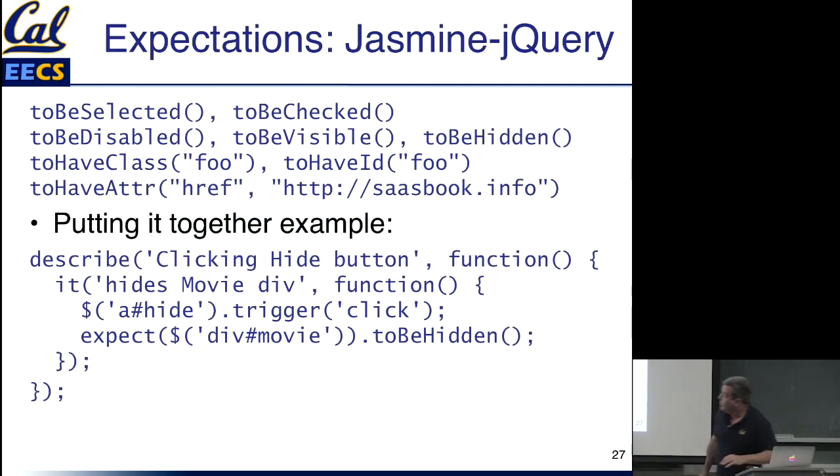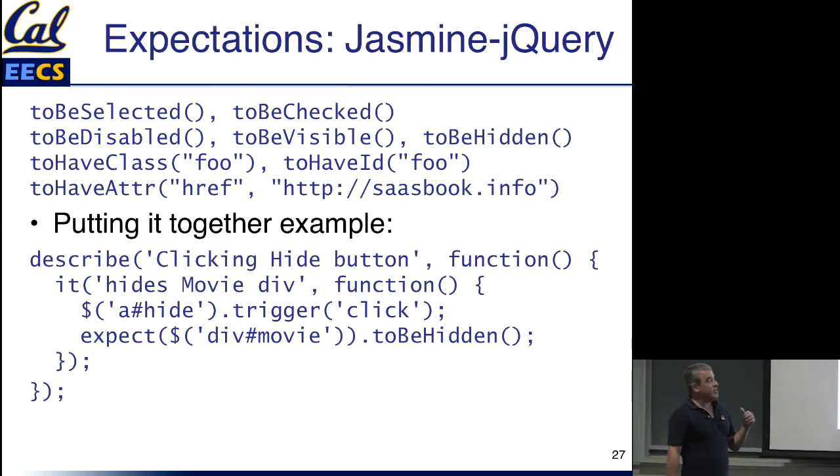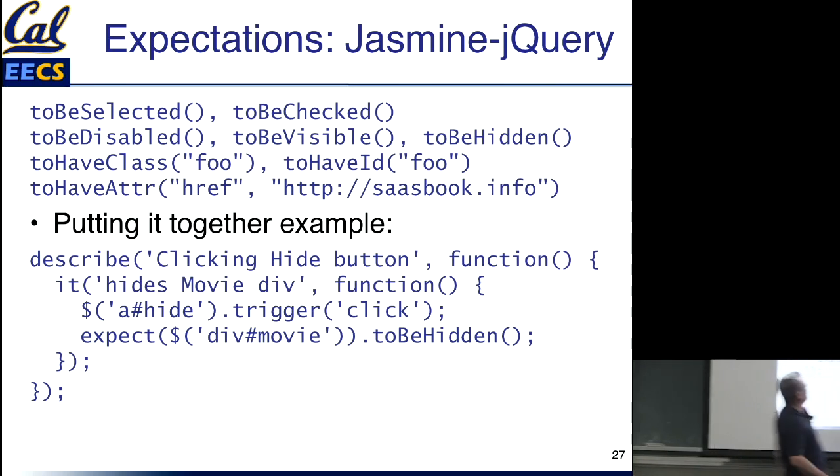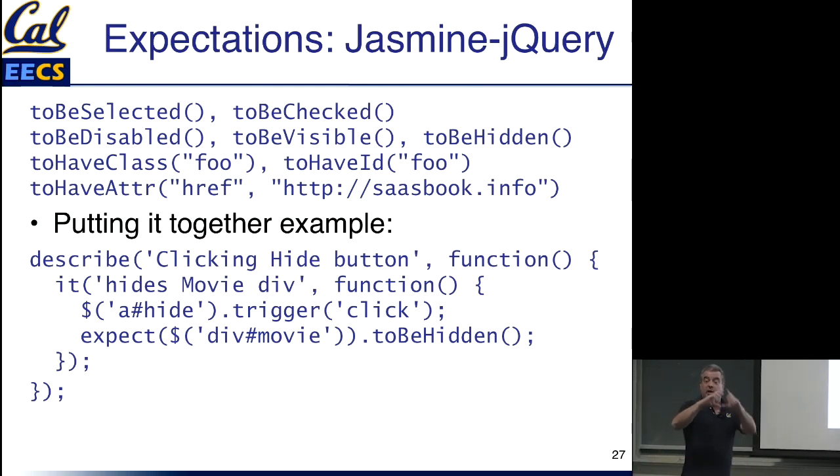So what other expectations? You can say things like, I can expect an element to be selected or not, a checkbox to be checked or not, things to be visible, disabled, et cetera, to have certain classes, to have a particular attribute, like an href attribute with a particular value. So if I were testing the part of the example that I just walked through, one of the things that I would want to test is that if the user clicks the close button on the pop-up, it makes the pop-up go away. So what does that mean in terms of Jasmine?